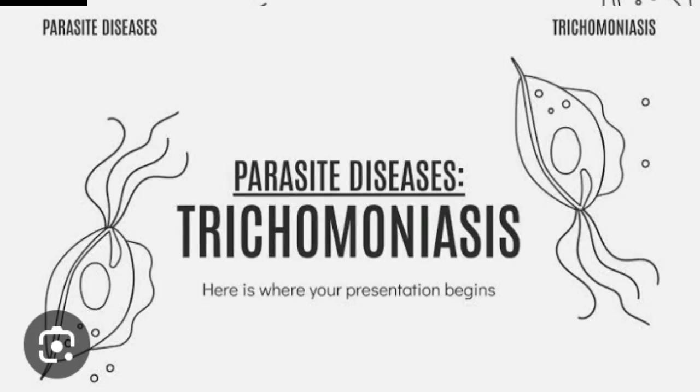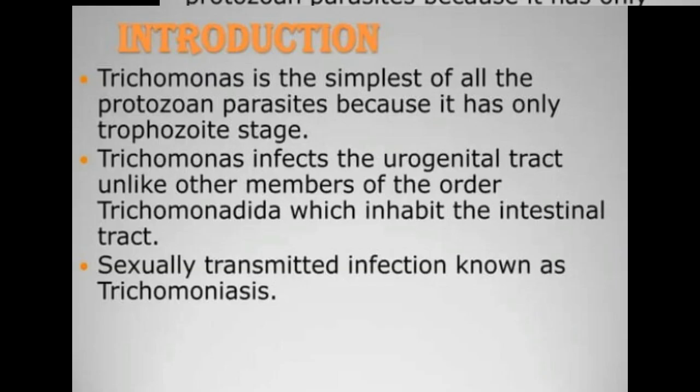Firstly, I want to give you guys a short preview of this video. So, trichomoniasis is actually a parasitic disease which infects the urogenital tract of male and female, which relates to the order Trichomonadida. It is actually the most common pathogenic protozoan. So, let's get into the video.